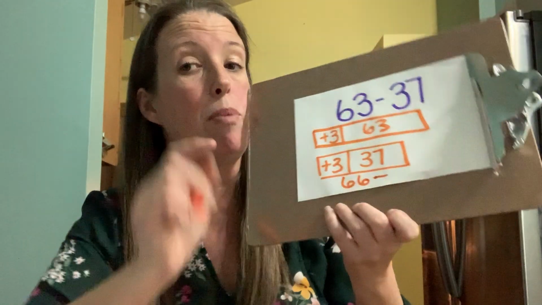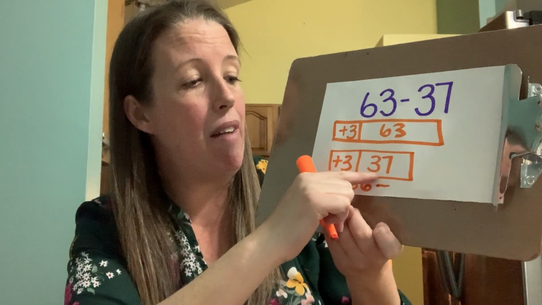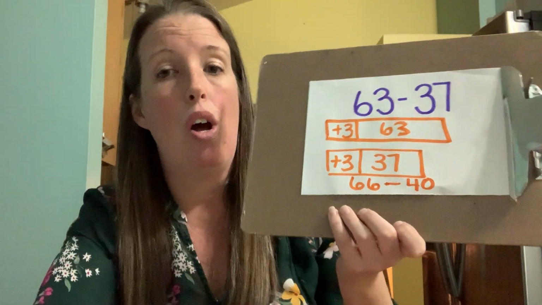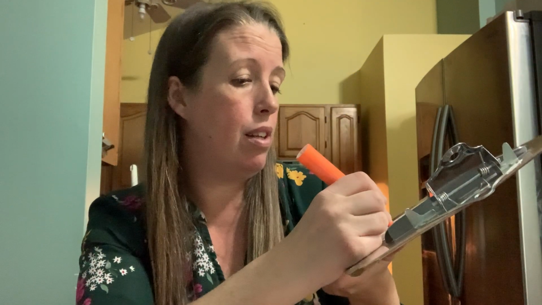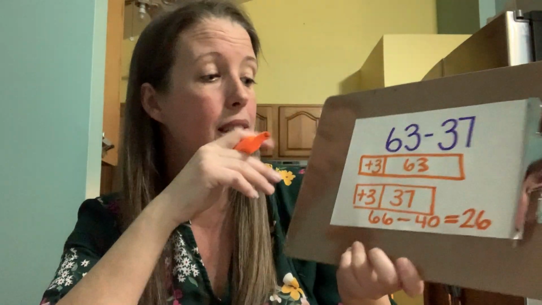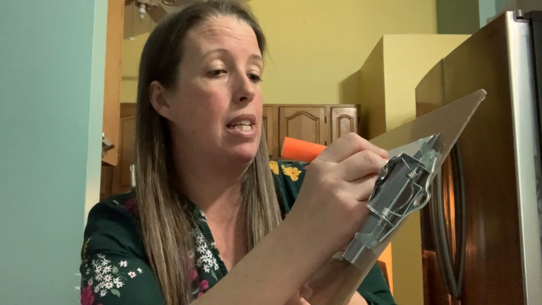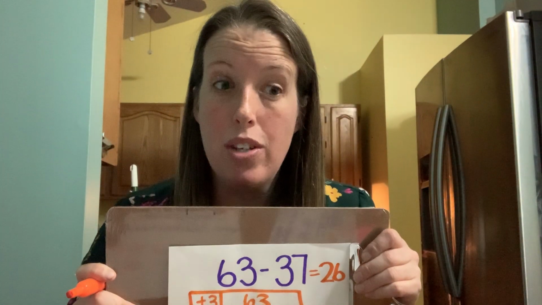Minus, remember, this is a subtraction strategy. We're not doing this for addition. 37 plus 3 brought us to that nice, easy 40. When I subtract 66 minus 40, I get 26, which means 63 minus 37 must equal 26. Okay, so I think you guys are ready to try this out on your own. Ready?